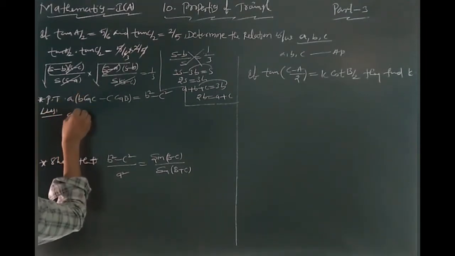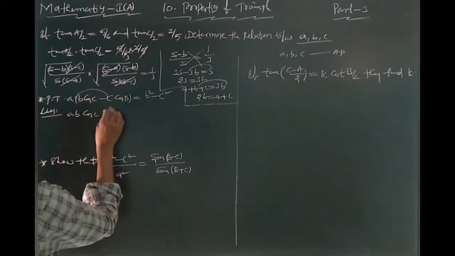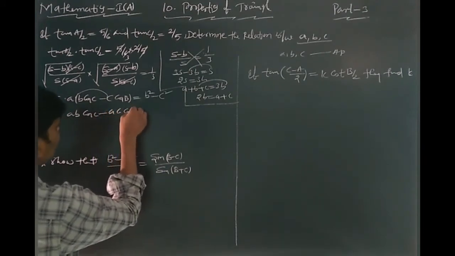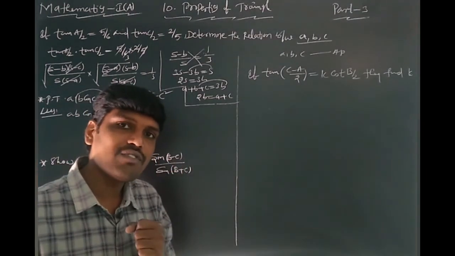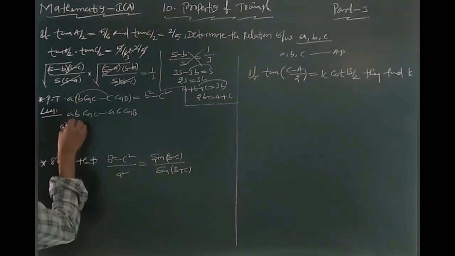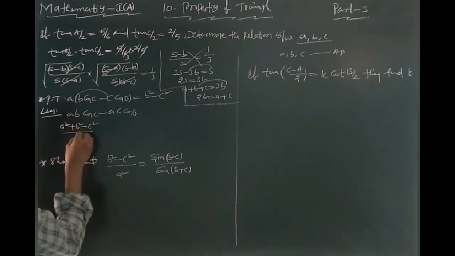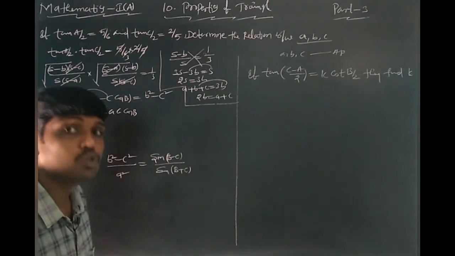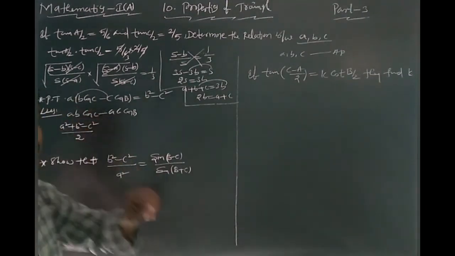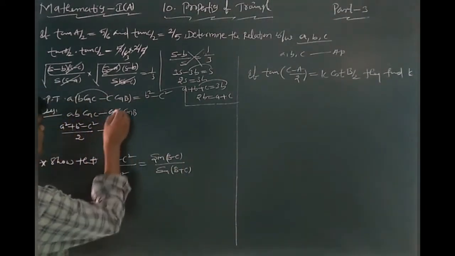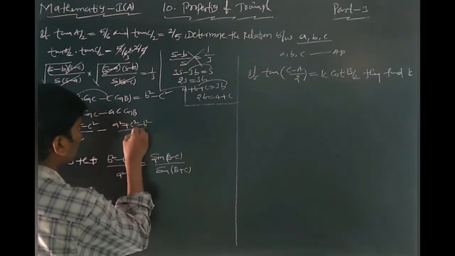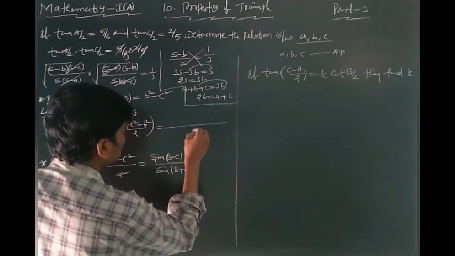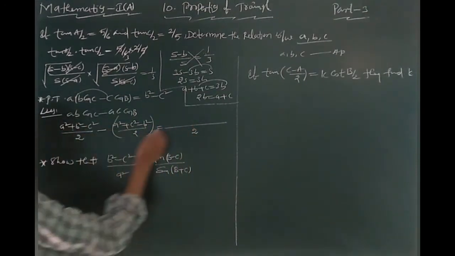Just multiply: ab cos C minus ac cos B. Here, students, 2ab cos C formula is there. What is that formula? a square plus b square minus c square, by the cosine rule. And here ac cos B is nothing but (a square plus c square minus b square) by 2. You have to take the LCM, that is 2. Here a square plus b square minus c square.